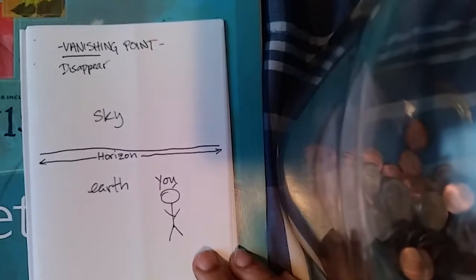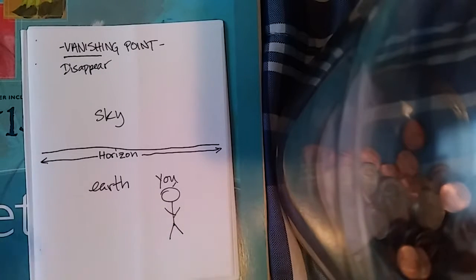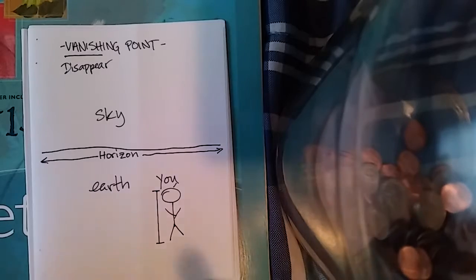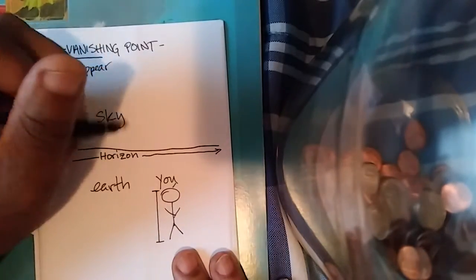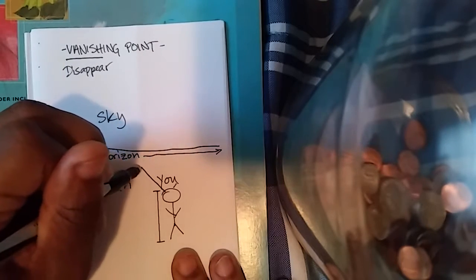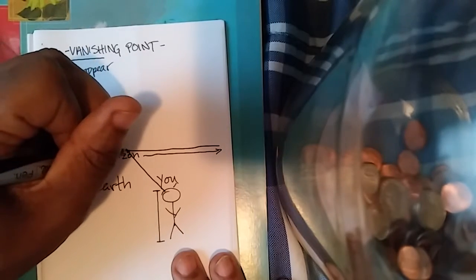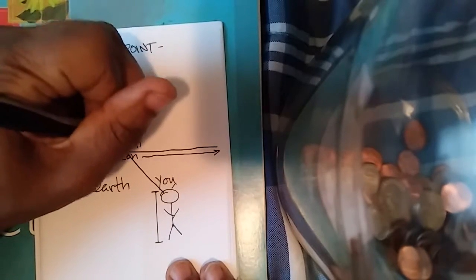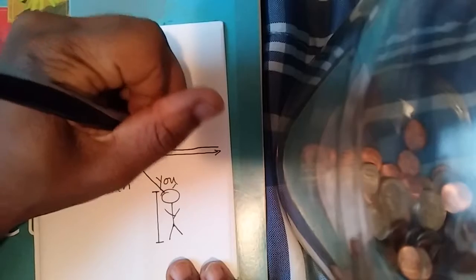Now, depending on your height, the vanishing point actually changes based on your height. Depending on your height and how far you see, if you see an object, your eyes can only see so far. So if you get all the way to the point where you can no longer see the object, it reaches that point where the sky and the earth meet. That is called the vanishing point. It's the point where you look at the horizon and you can no longer see it.